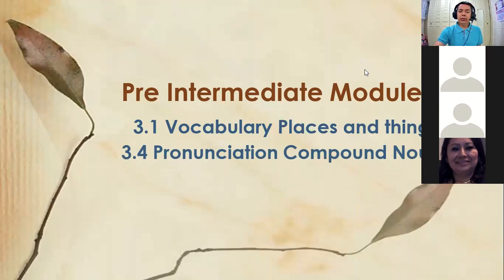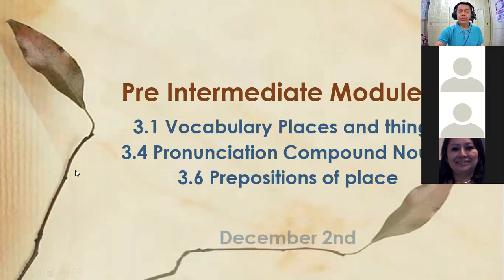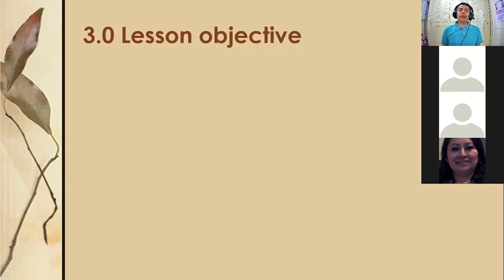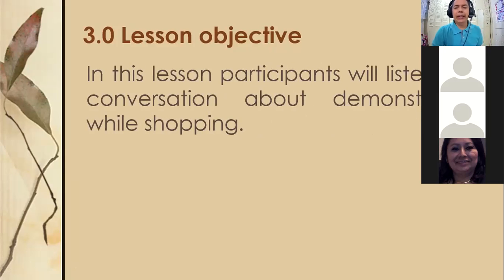Pronunciation for compound nouns and the prepositions of place: in, on, and at, right? In, on, and at. The lesson objective, please. Anna, can you read the lesson objective for me, please? In this lesson, participants will listen to a conversation about demonstratives while shopping. Good. Demonstratives are this, that, those, these, right?